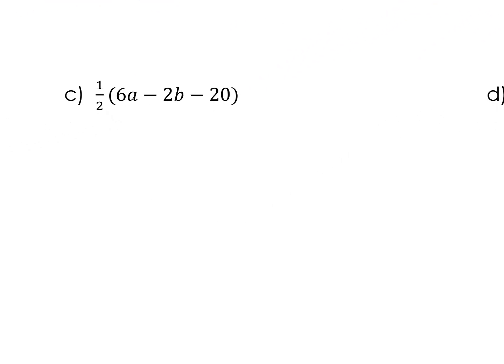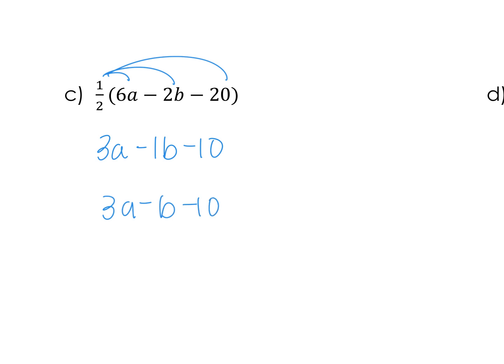Okay, C, we've got 1/2. When you're multiplying by a half, it's the same as dividing by 2. So a half of 6 is what? 3. A half of negative 2 is what? Negative 1. And a half of negative 20 is negative 10. Now, I might also rewrite this and just get rid of that 1 that's in front of the b. If you left a 1 in front of a variable, that would not bother me. But it is more mathematically correct to have it be invisible. Okay, questions on that one?